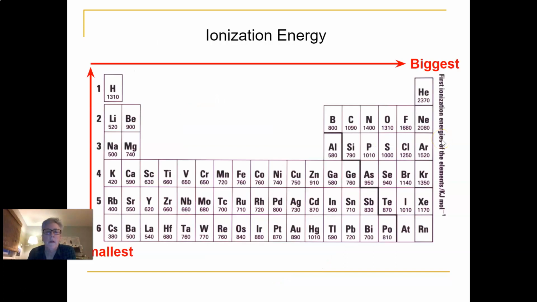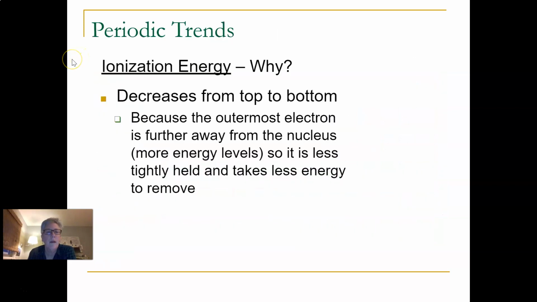Okay, all right, so on your periodic table, actually I should say, here's our trends for ionization energy. As you go to the right, the ionization energy gets bigger, and as you go from the bottom to the top, it also gets bigger. Okay, so we're going to draw these on your periodic table in a second. But that is the trend, and here's the explanation one more time.